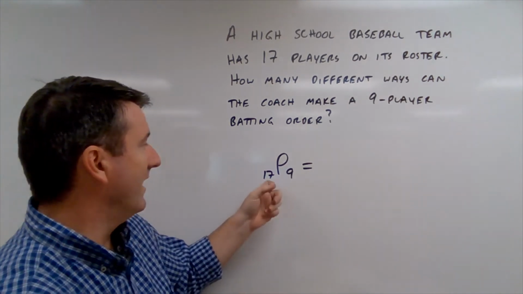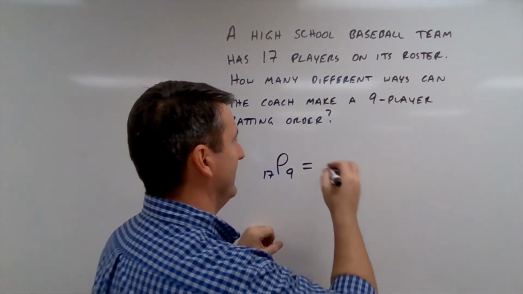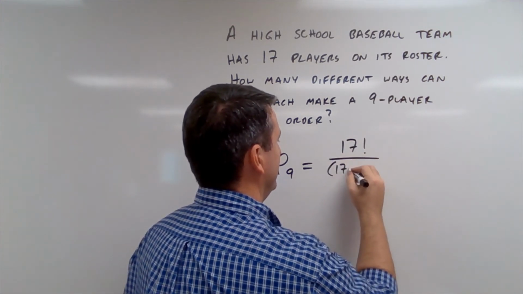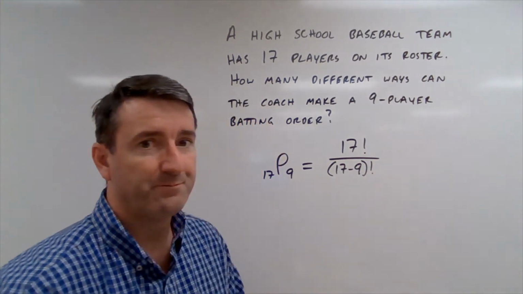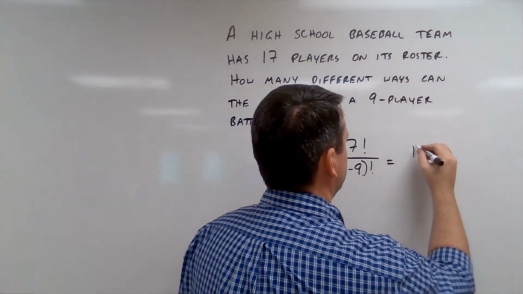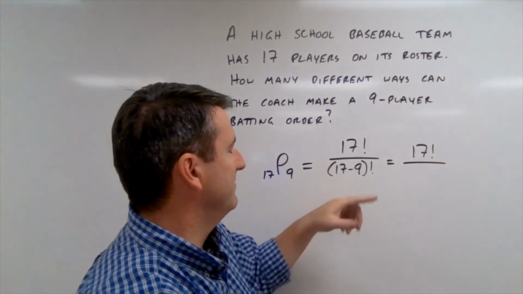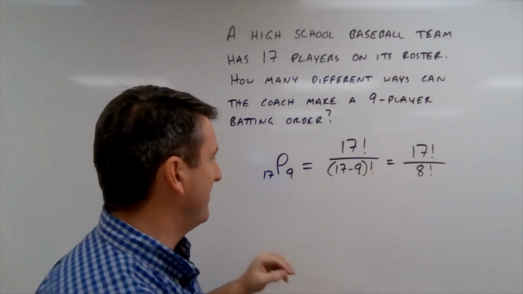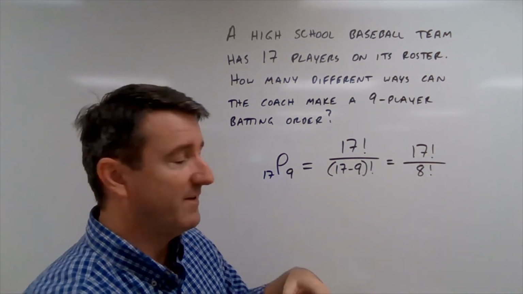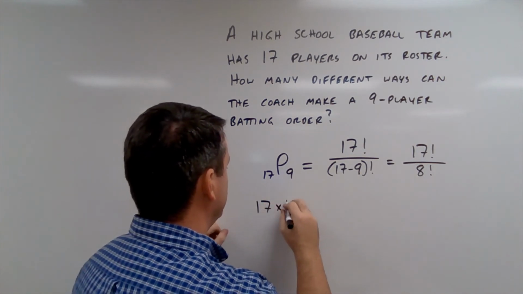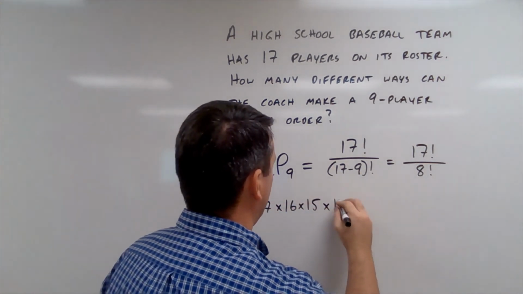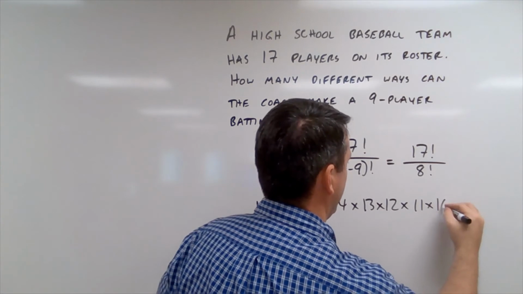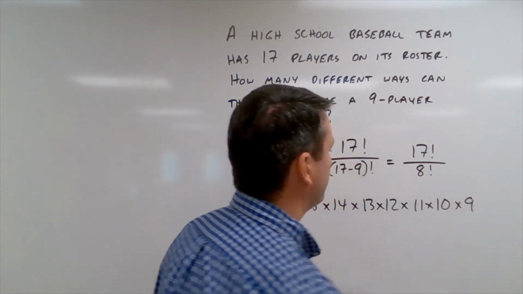And so our n is 17, the r is 9, and our formula is going to be 17 factorial divided by 17 minus 9 factorial. So that's 17 factorial divided by 17 minus 9, which is 8 factorial. And another way of thinking about this would be this: 17 factorial divided by 8 factorial is 17 times 16 times 15 times 14 times 13 times 12 times 11 times 10 times 9.